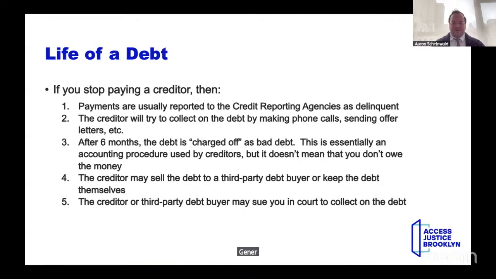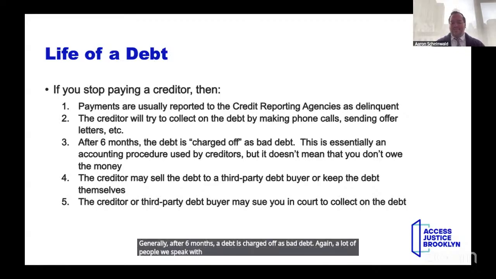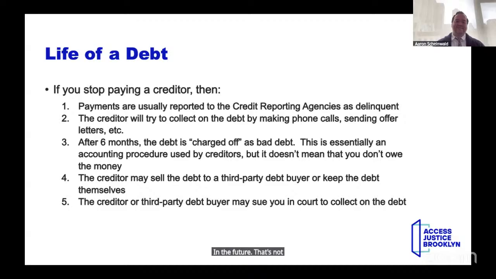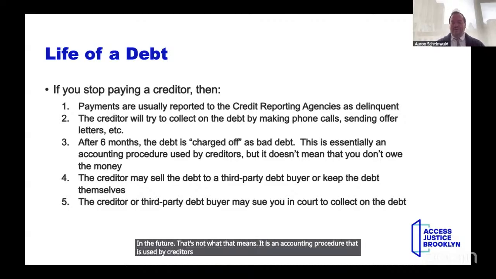Generally, after 6 months, a debt is charged off as bad debt. Again, a lot of people we speak with think that that means that the debt is no longer collectible or is no longer going to be collected by anyone, whether that company or a third party, in the future. That's not what that means. It is an accounting procedure that is used by creditors. It doesn't mean that you don't owe the money.